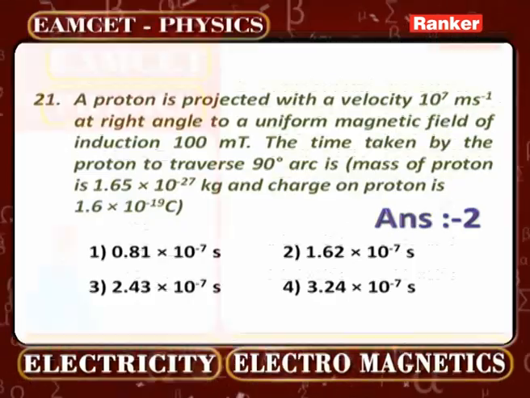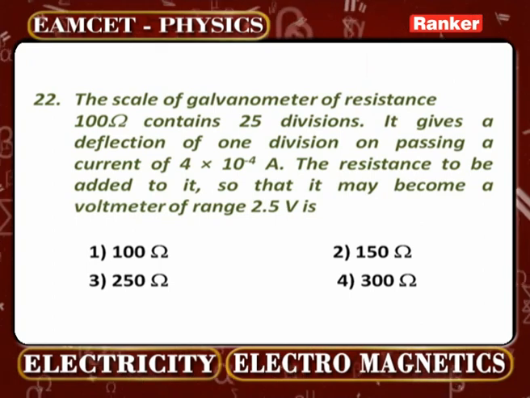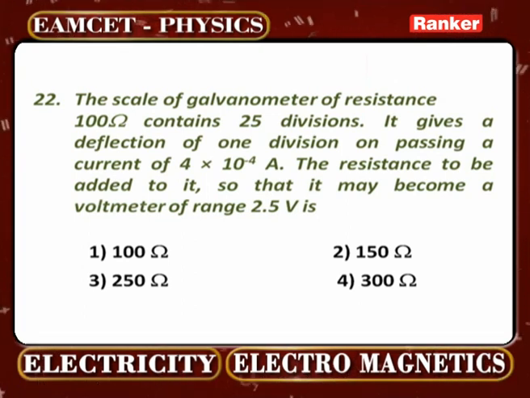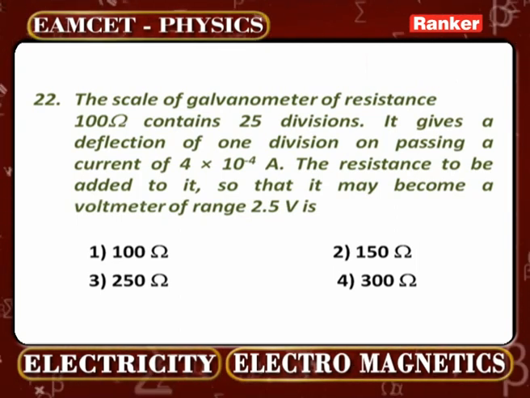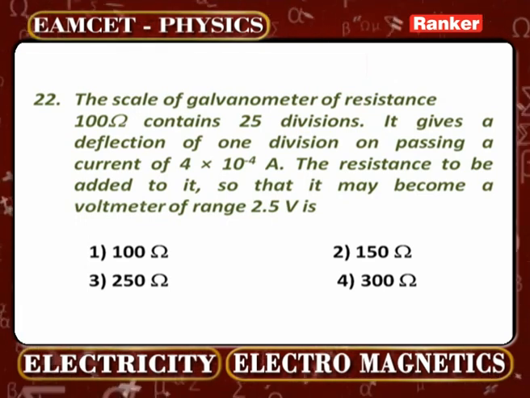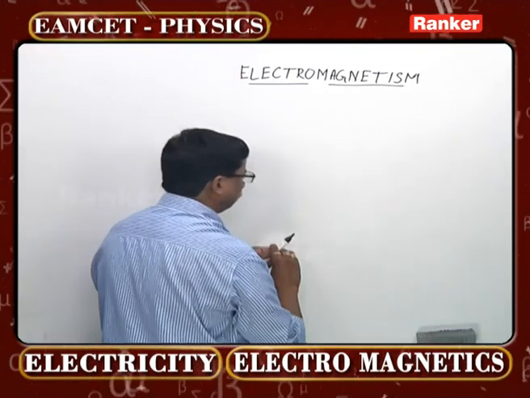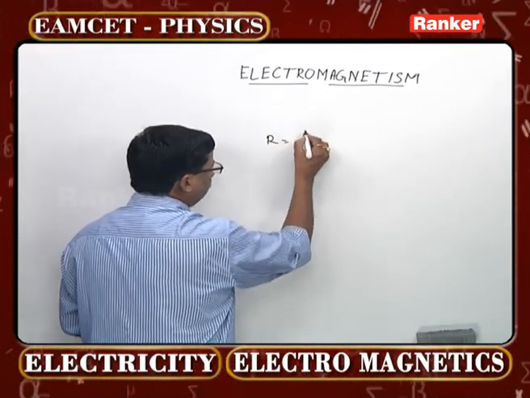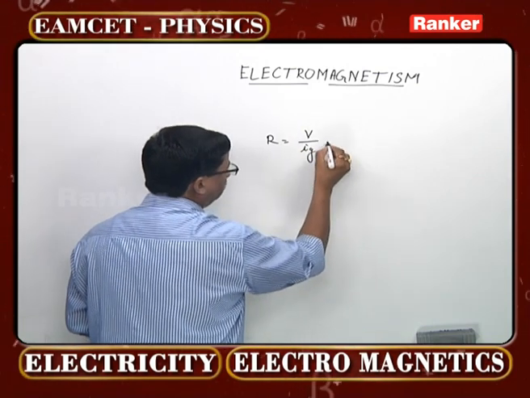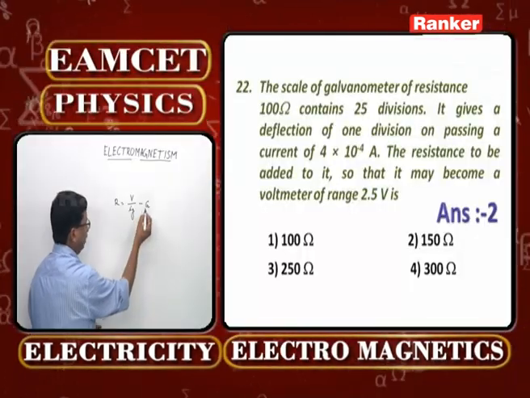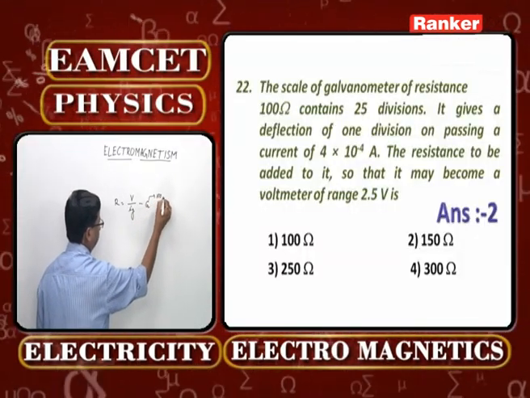Look at the last number in this order please. The scale of a galvanometer of resistance 100 ohm contains 25 divisions. It gives a deflection of 1 division on passing a current of 4 into 10 power minus 4 ampere. The resistance to be added to it so that it may become a voltmeter of range 2.5 volt. Once again a simple conversion to a voltmeter. R is equal to V by Ig minus G, that is the formula. So what are the values he has given you? You see there, G is given 100 ohm directly.